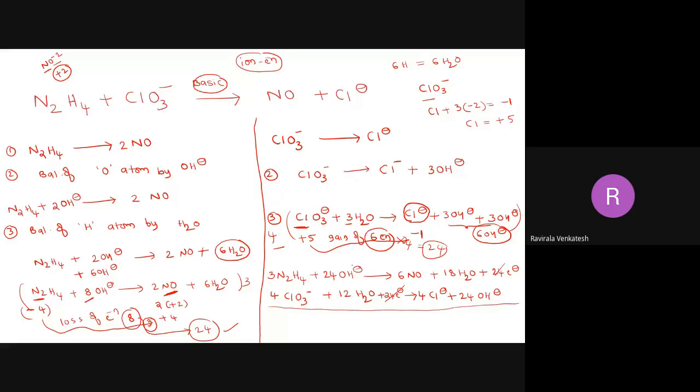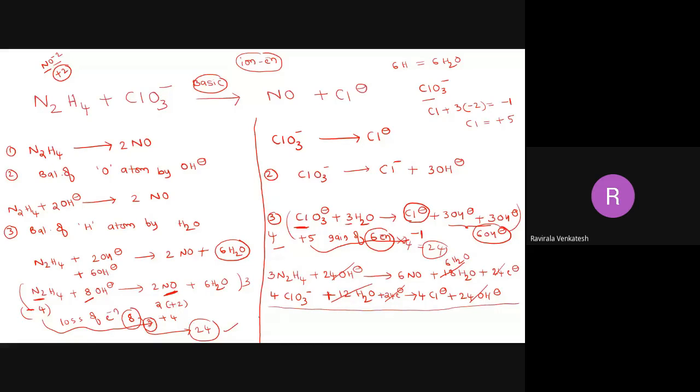देखो, 24 OH माइनस, 24 OH माइनस ये भी कैंसिल हो जाएगा। हाँ देखो बेटा, ये 12 इधर आए तो कितना हो जाएगा? +12 क्या हो जाएगा बेटा? इधर 12H2O come to here, what happened? It becomes -12H2O, right? So -12H2O प्लस 18H2O कितना आ जाएगा आपको? 6H2O, राइट?